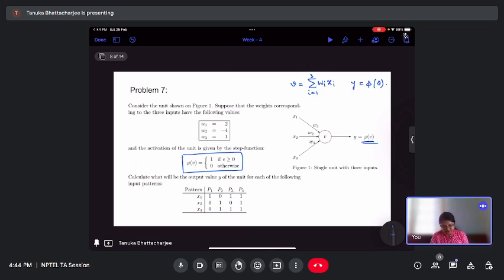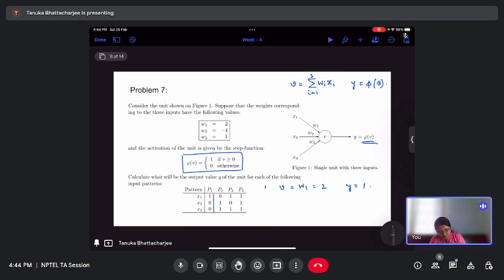So, if we consider the first example, point 1, which is 1, 0, 0, in that case your v will be w1 x1 plus w2 x2 plus w3 x3. So, x2 and x3 are 0. So, it just becomes w1, which is 2. In that case this is greater than 0, so the output becomes 1.